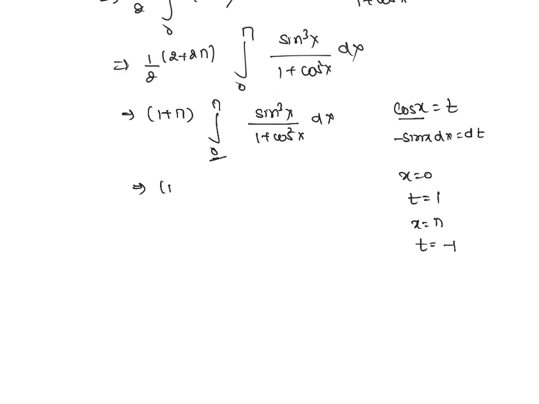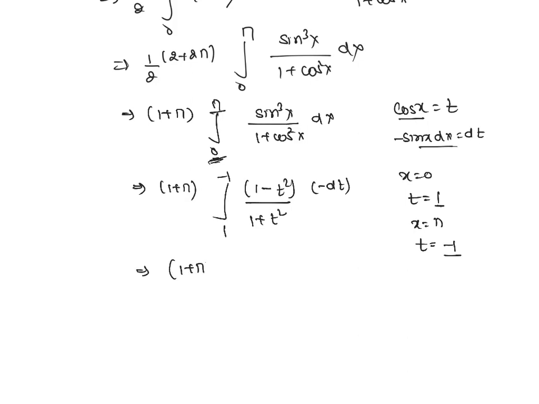So what will come? 1 plus pi, correct. Instead of 0, 1 will come. Instead of pi, minus 1 will come, correct. Then this we can write as 1 minus cos square x. Cos square x we can write as t square, correct. Sin x dx we can write as minus dt, correct, divided by 1 plus t square.